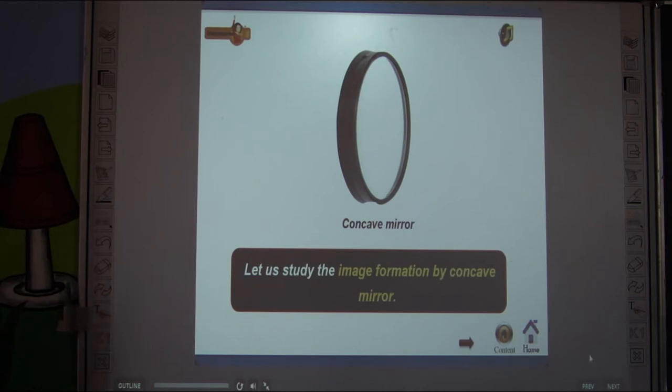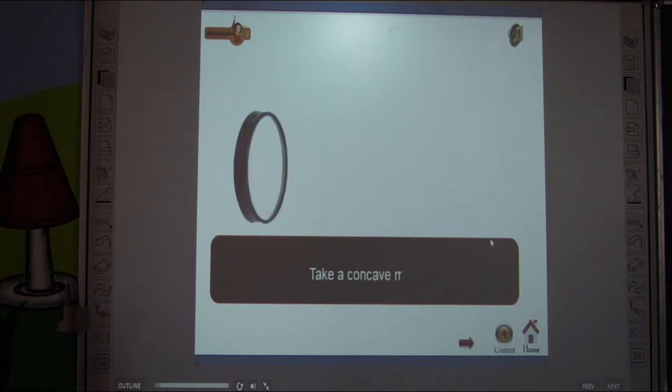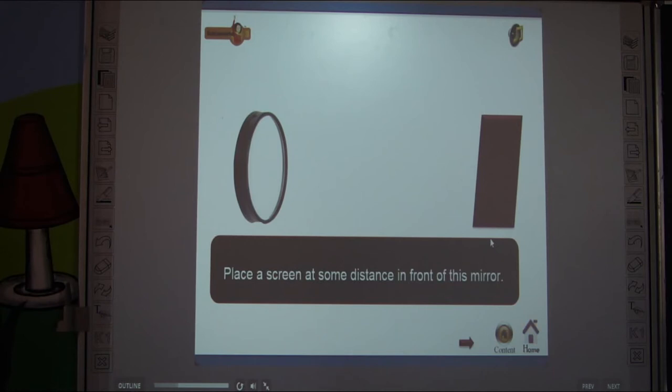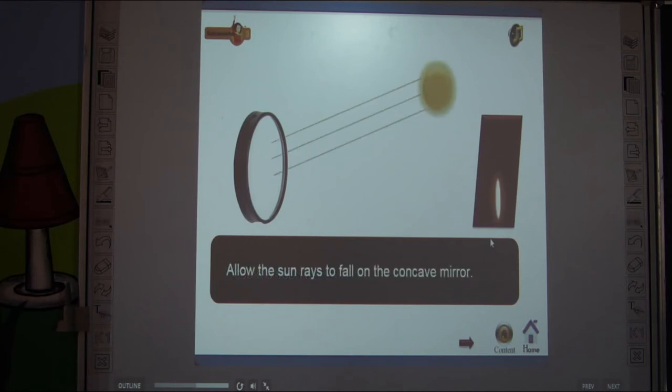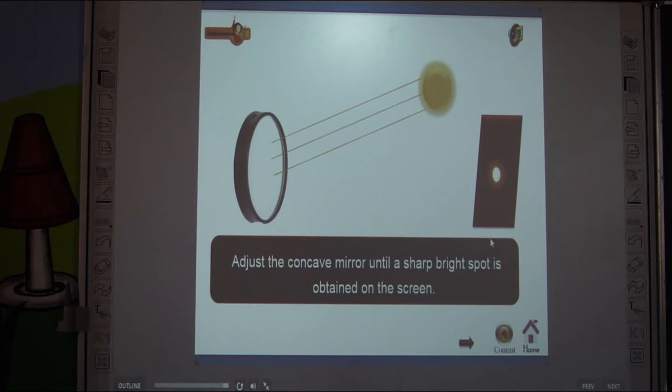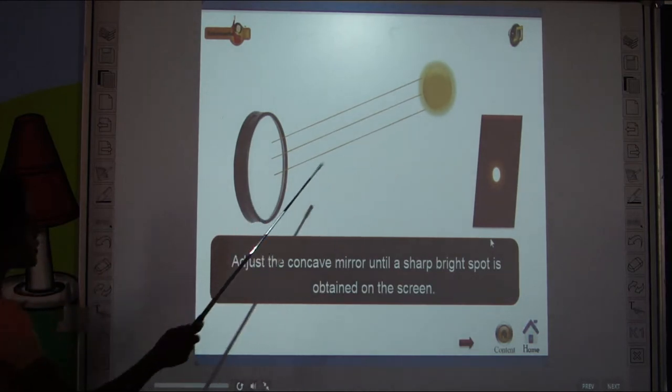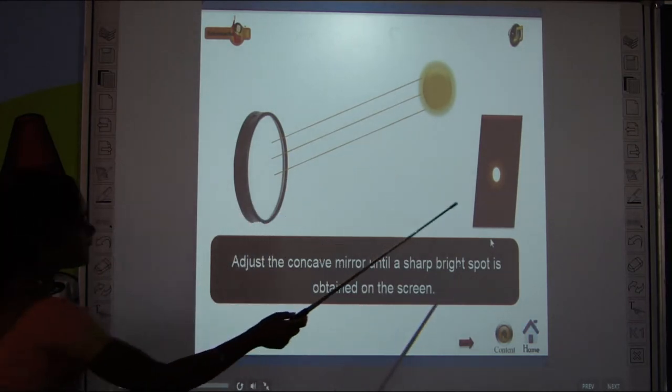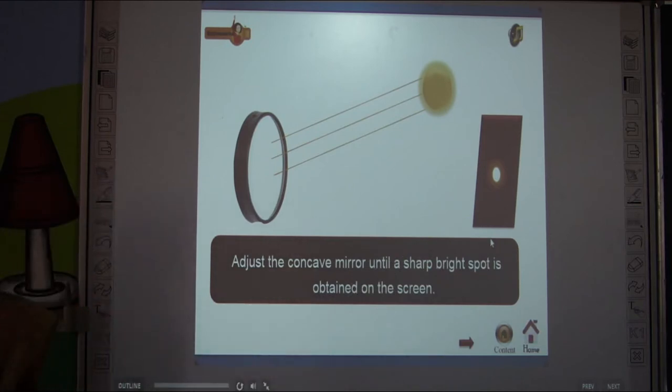How are images formed in the case of concave mirror? Take a concave mirror, place a screen at some distance in front of this mirror. Allow the sun rays to fall on the concave mirror. What will happen? Adjust the concave mirror until a sharp bright spot is obtained on the screen. So this is an activity. This is the concave mirror. When light rays pass through the concave mirror, we can get the image on the screen.